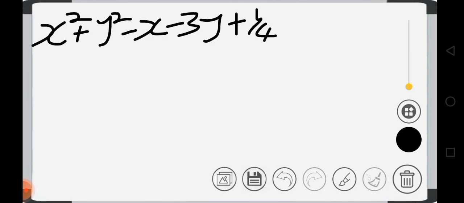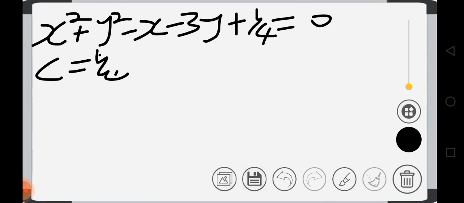That's what we're having. So our c is equal to 1 over 4. Then our f will be equal to, remember, something like k is equal to minus f.